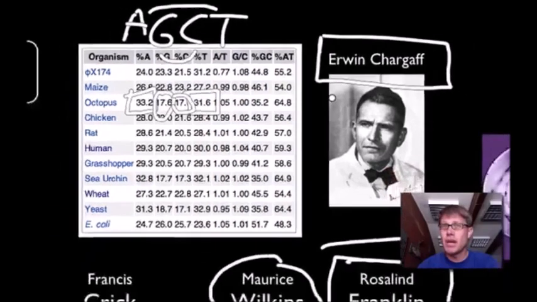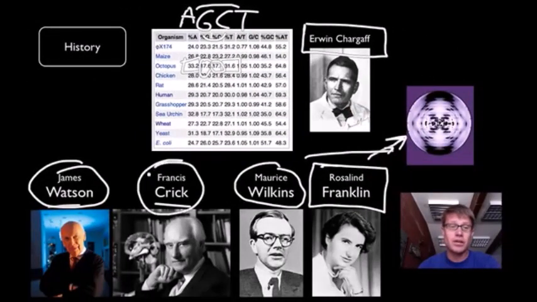And so he didn't know what that meant, but Crick and Watson knew that. They knew the structure of a helix coming from the work of Franklin and Wilkins. And so they used models to figure out the structure of DNA. Why do we always have the A and the T equal and the G and the C equal?